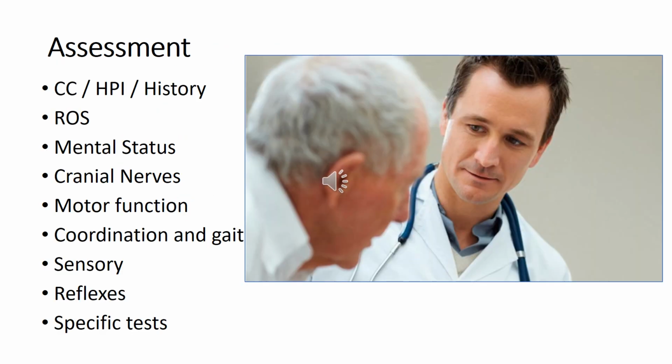An assessment on a patient whose chief complaint involves a neurological abnormal finding should include the chief complaint, HPI history, review of systems, mental status, cranial nerves, motor function, coordination and gait, sensory, reflexes, and specific tests.